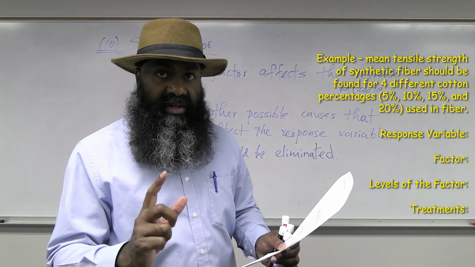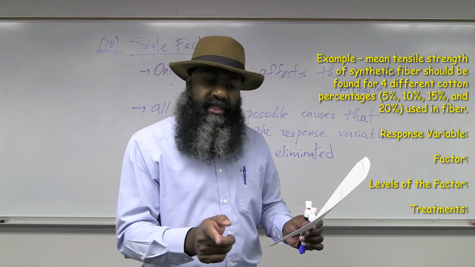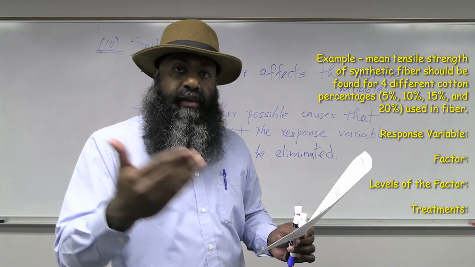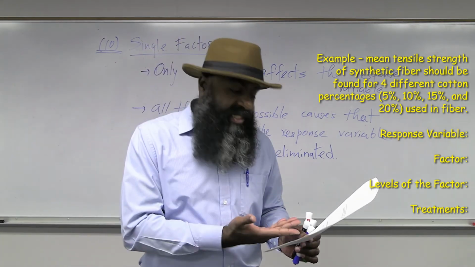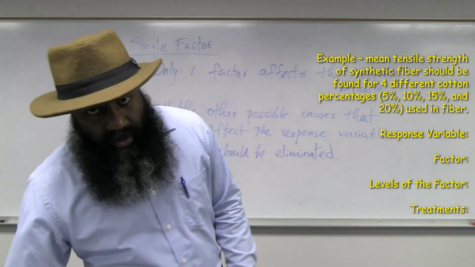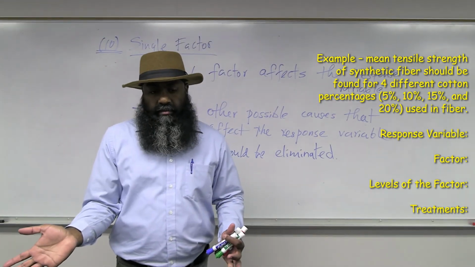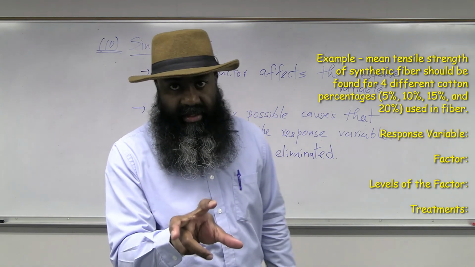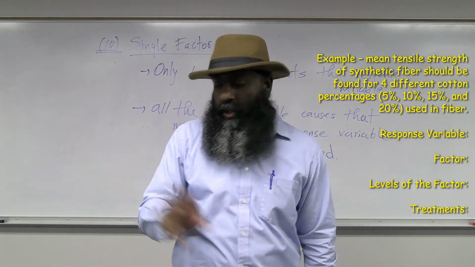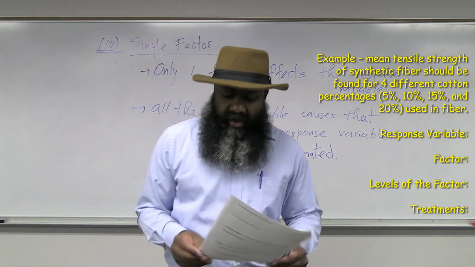The levels of the factor: it has 4 levels. The first level is 5%. The second level is 10%. The third level is 15%. The fourth level is 20%. Okay? Now, this has just a single factor. When you have just a single factor, the levels of that factor are also called treatments. So, the treatments are the same.